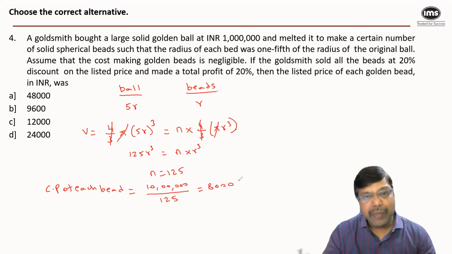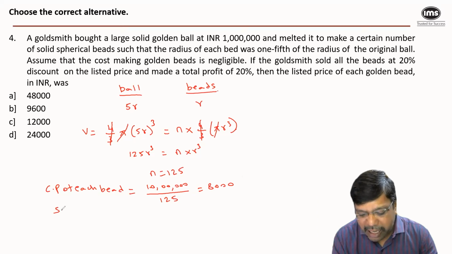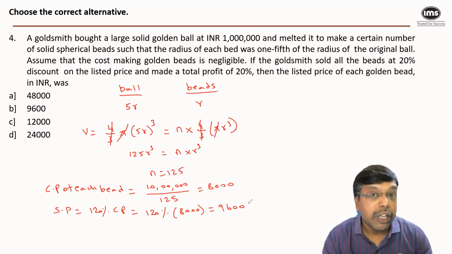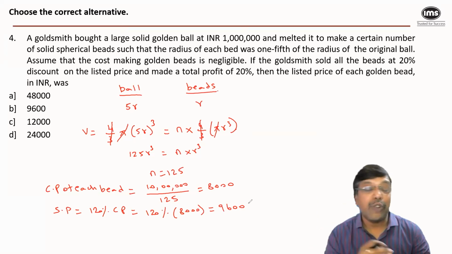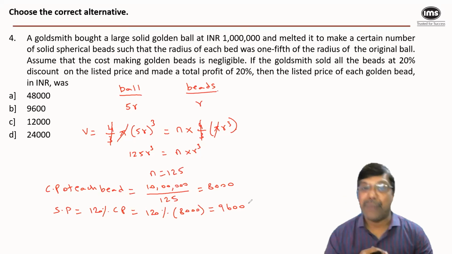Now, in the transaction, he got a profit of 20%, which means the selling price is equal to 120% of cost price, which is 120% of 8,000. Now that gives you 9,600. But it was sold for 9,600 after giving a discount of 20%.